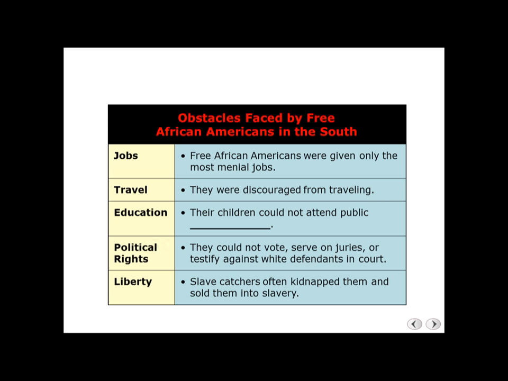Obstacles faced by free African Americans in the South. Free African Americans were given only the most menial jobs. They were discouraged from traveling. Their children could not attend public schools. They could not vote, serve on juries, or testify against white defendants in court. And slave catchers often kidnapped them and sold them into slavery.